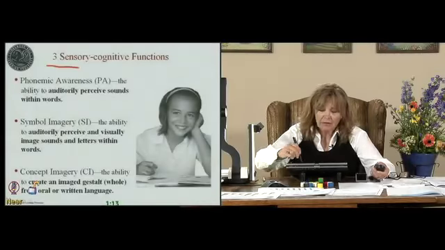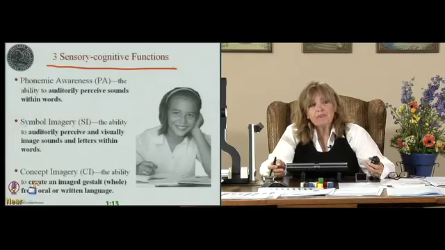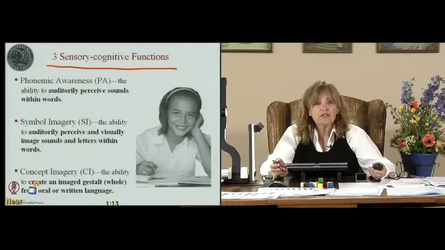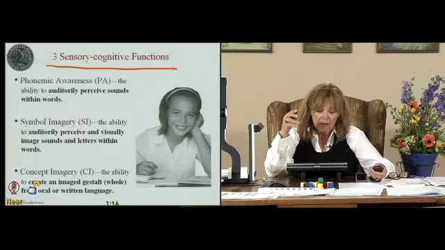And so here they are, your second lesson of the day from us, that there are three primary sensory cognitive functions. They're going to impact vocabulary development. They're going to impact reading and spelling and comprehension. They'll impact math, believe it or not.